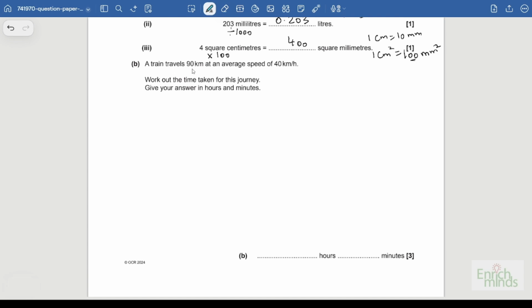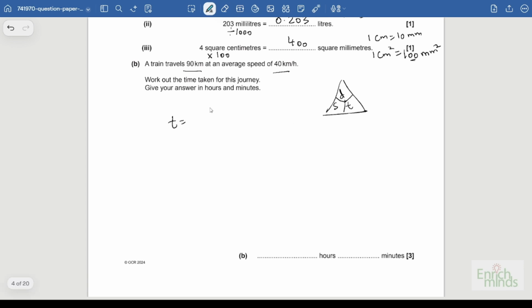A train travels 90 km at an average speed of 40 km per hour. Work out the time taken for this journey. Give your answer in hours and minutes. So we have the distance and the speed. We know this formula which connects the speed, distance and time. So when we have the distance and speed, to find time, you need to divide distance by speed.